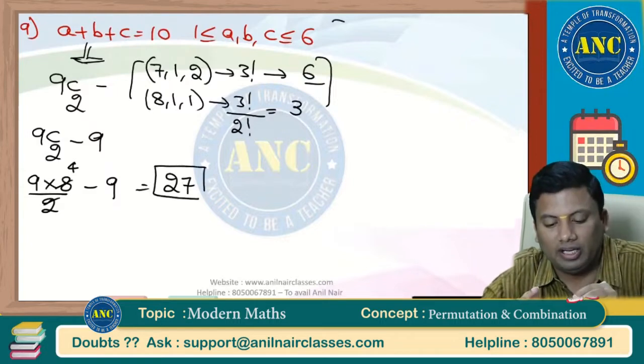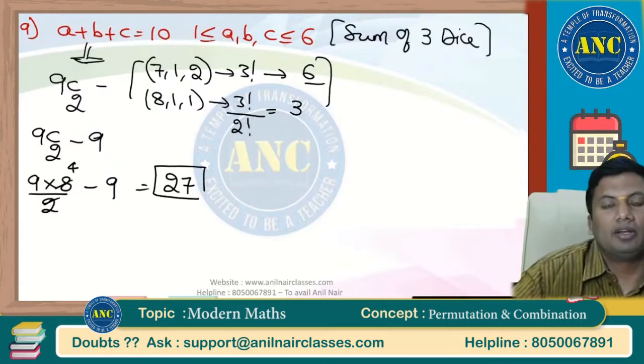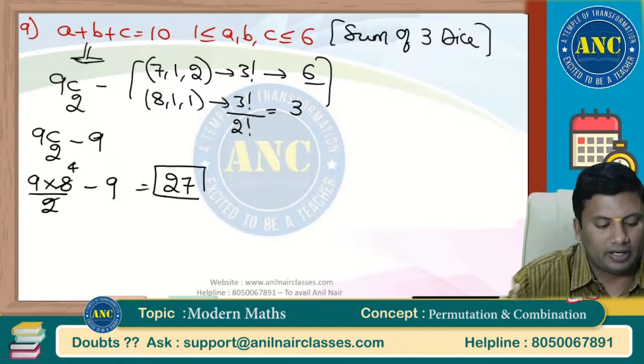How beautifully you can solve. In how many ways can the sum of 3 dice be 10, just by using this gap method? I hope it is clear.